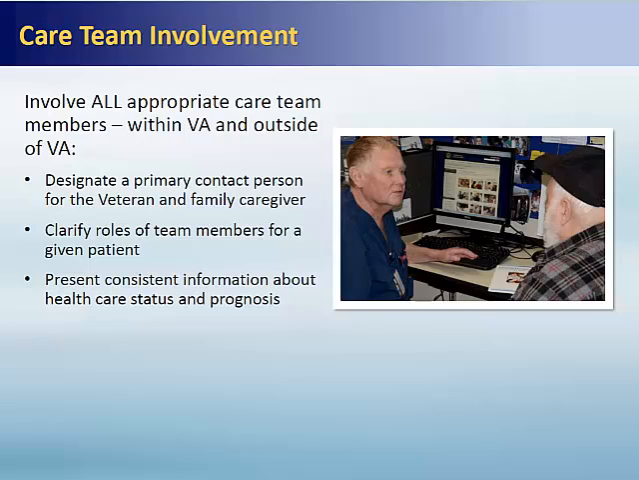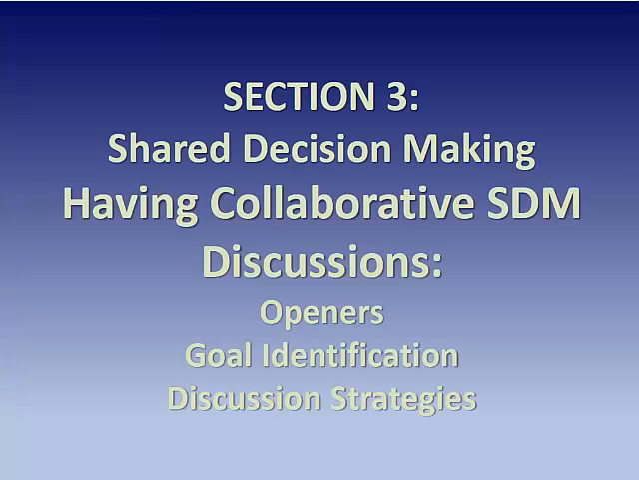To make sure messaging is clear to the veteran and their family, it is helpful to designate a primary contact person for the veteran and family caregiver, to clarify roles of various team members for a given patient, and to present consistent information about healthcare status and prognosis.